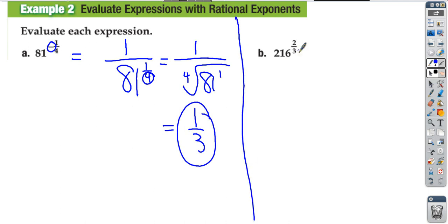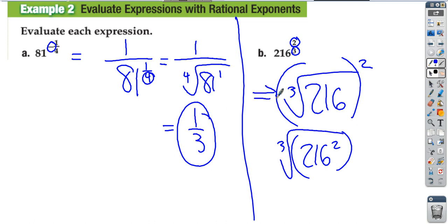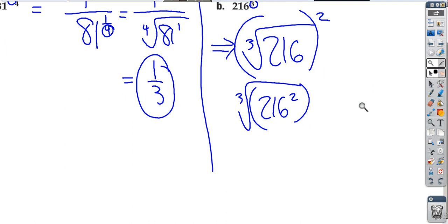This one right here says take the cube root of 216, then raise it to the second power. So there's actually two ways you could do this. You could take the cube root first and then square it, or you could square it first and then take the cube root. It's a much better idea to do this one first, because 216 squared is a huge number. What's that? I think that's 46,656. That's a huge number. You wouldn't want to take the cube root of that. It's much easier to first take the cube root and then square it.